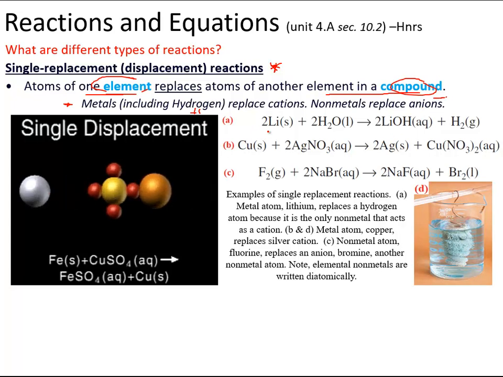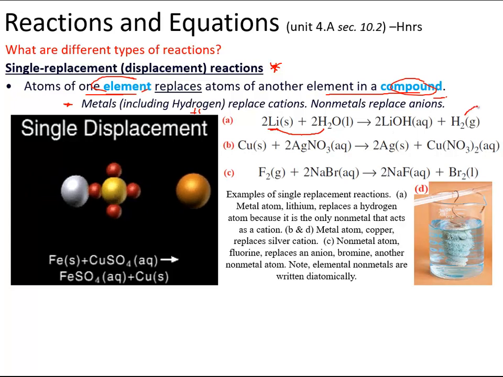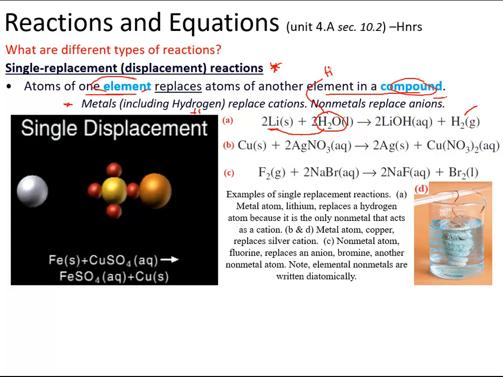If you look at these examples here, the lithium, which is a cation, will replace the hydrogen. When it does that, the hydrogen will be by itself as H2, and then the lithium will combine with hydroxide. Now remember that water can also be written as HOH. So you can see the plus from the hydrogen and the minus from the OH, right?